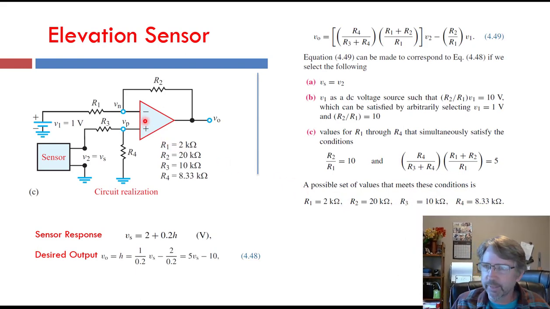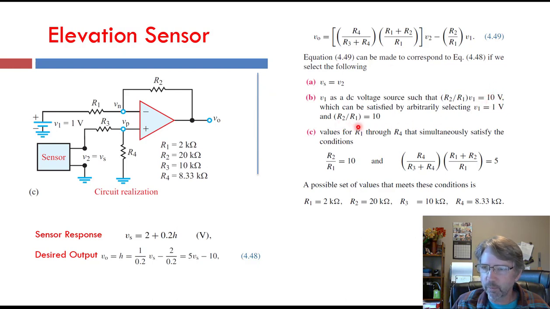So here is an op-amp circuit that we just looked at with this setup here, and we want 5Vs minus 10. So we want equation 449, this one, to correspond to this one. So this needs to be 5 and this needs to be 10. So they've picked voltages, and again there's some degrees of freedom, but start with the easy one. We need R2 over R1 equal to 10, and we have a V1 in there too, so we need to attach a fixed voltage here. So we can pick R2, R1, and V1 so that they come out to 10 volts.